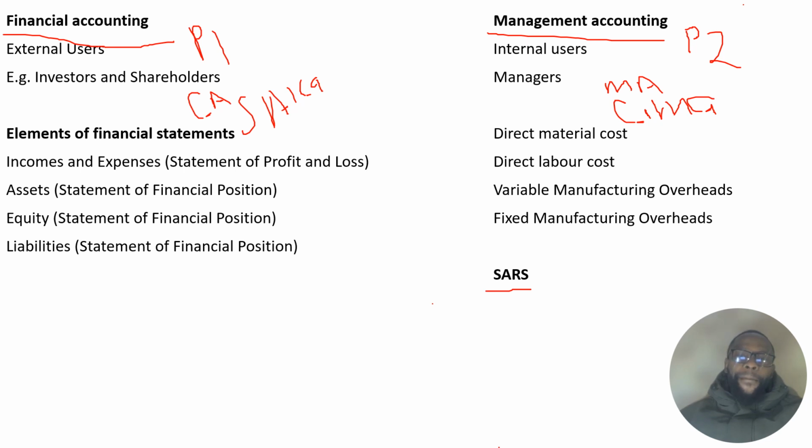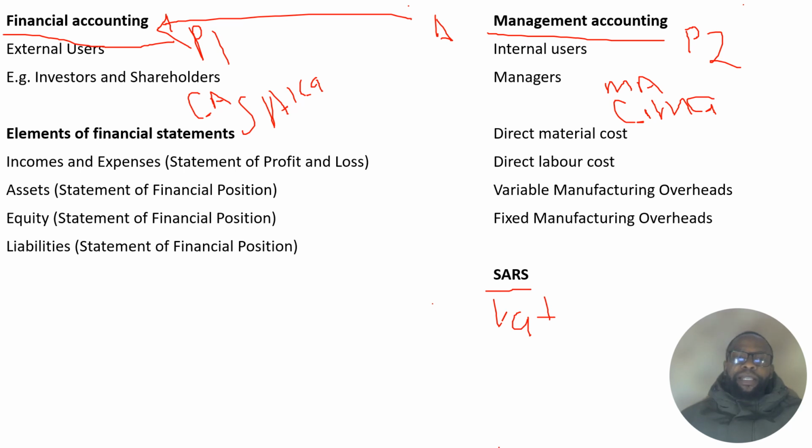And then we have this side from SARS, which is your vetting here. Depending on the size of the company, the financial accountant and the management accountant duties can be performed by one person, or they can be separated if the company is a big company.